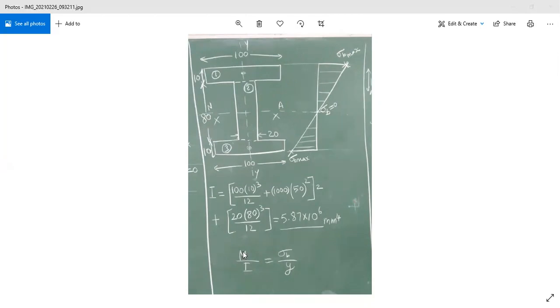M depends on the type of load and type of beam, and y is nothing but total depth divided by 2. So total depth is 100, and 100 divided by 2 is nothing but 50. y is 50 millimeter. With this, you can find the bending stress, which is of the same magnitude at the top and bottom, that is, above and below the neutral axis. Only the nature changes for a simply supported beam: above the neutral axis compression, and below the neutral axis tension. That we need to remember.